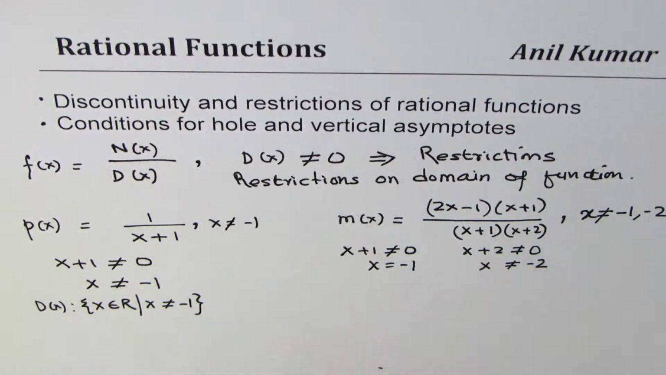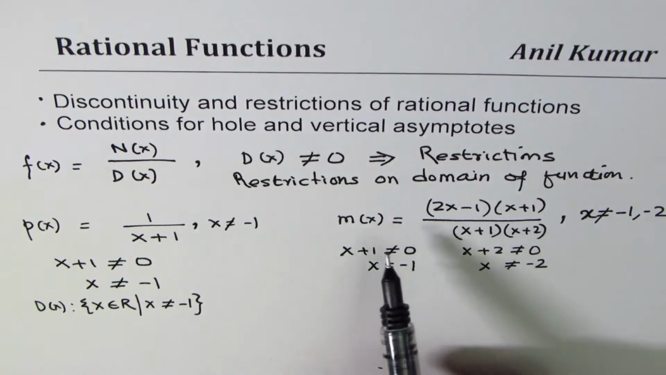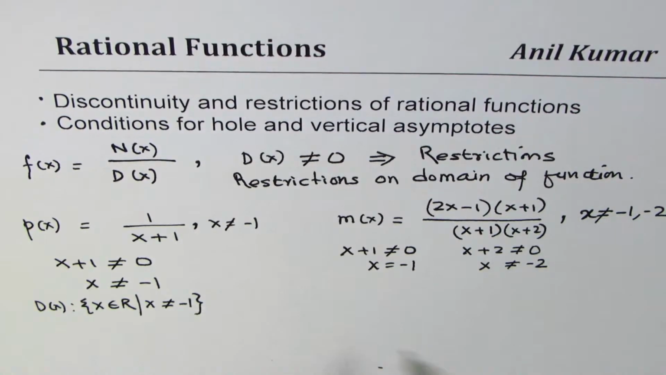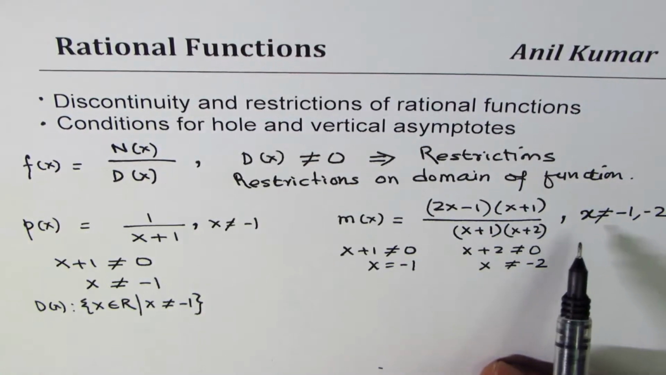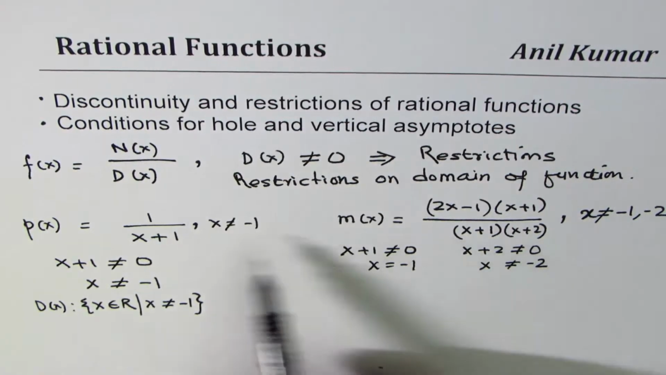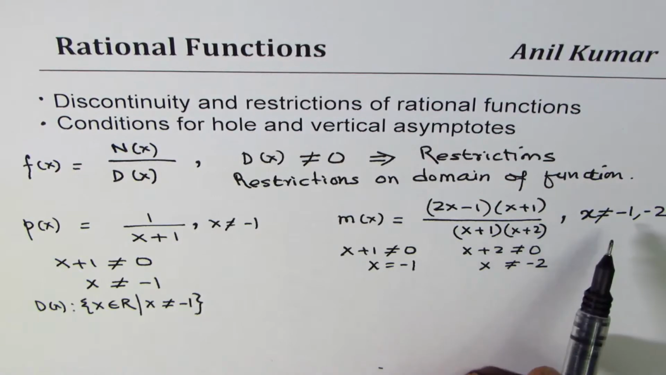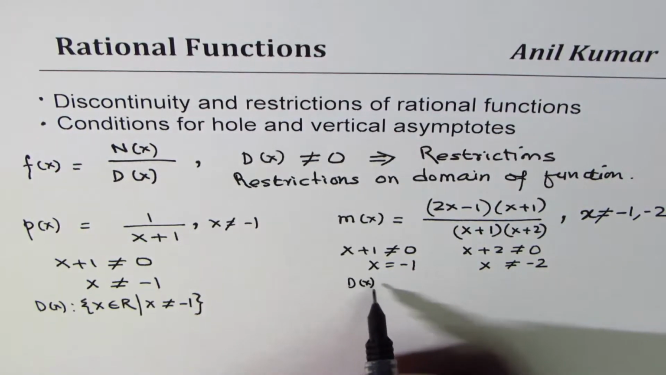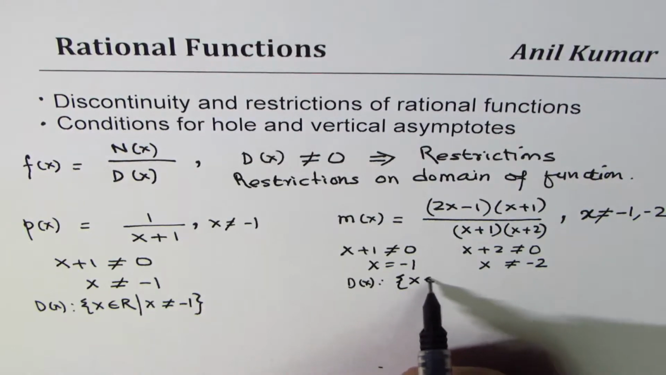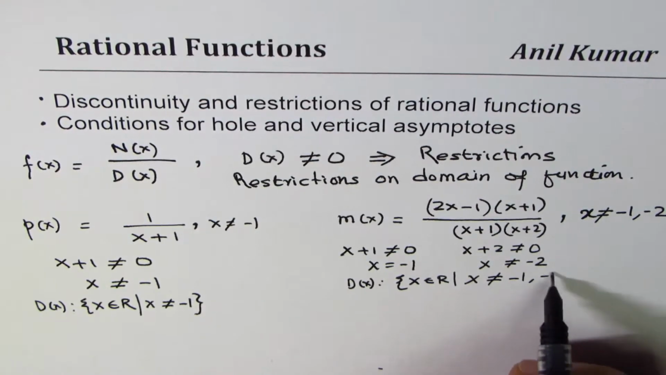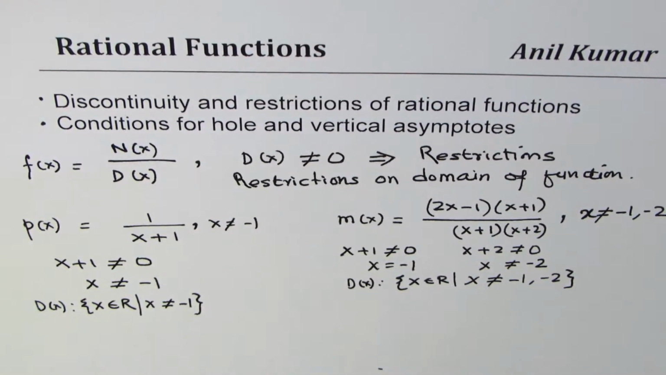Is it okay? So these are the restrictions, and always when we write a rational function, we should think about these restrictions. If they are not written, it's better to write. Okay, so you're clear how to find restrictions, and these restrictions really mean that if I have to write the domain of this function, then we will say x belongs to real numbers where x is not equal to minus 1 and minus 2. Perfect. So restrictions are restrictions on the domain of the function.